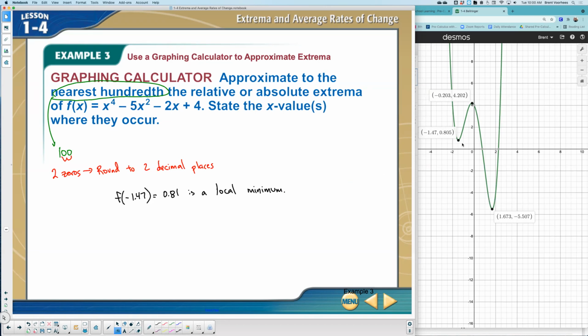Okay. What about this next one? Here, I need to round it. f of negative 0. Should it be 0.20 or 0.21? It's a 3, so 0.20. So I let it rest. Equals y value 0.20. Is a, now what is this one? Local or absolute, maximum or minimum? It's a local maximum.